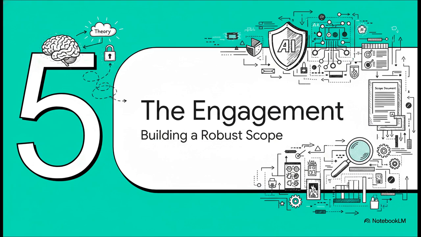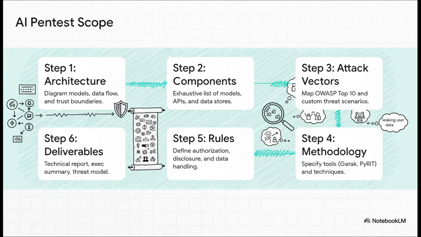Okay, so we've gone through a lot of theory. We've talked layers, baselines, and blind spots. Now let's get practical. How do you take all of this and actually structure an engagement? How do you build a scope document that's truly robust? Right off the bat, a scope document for an AI pen test has to be way more detailed than a traditional one. You need a full system architecture diagram showing all the models, the data flows, and where the trust boundaries are. You need an exhaustive list of everything that's in scope. APIs, data stores, the works. And you have to map the OWASP Top 10 and your own custom scenarios to actual concrete test cases. You also got to be clear on the methodology, the rules of engagement, and what the final deliverables will look like.